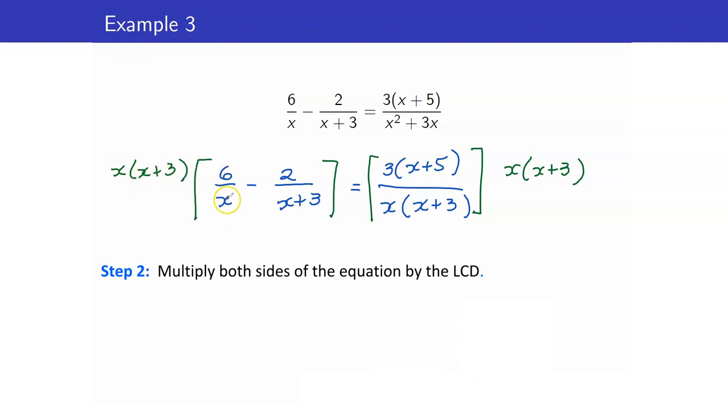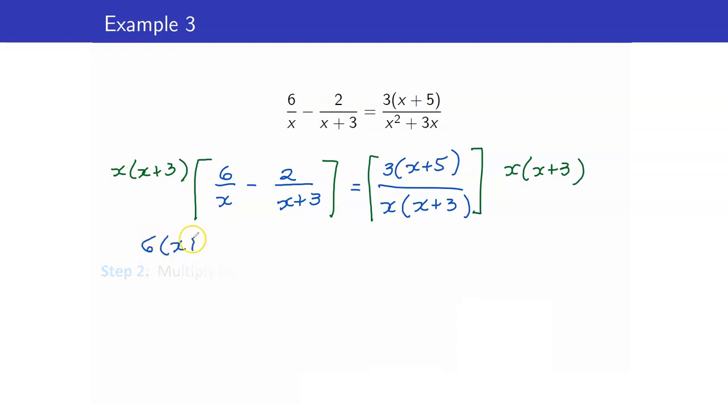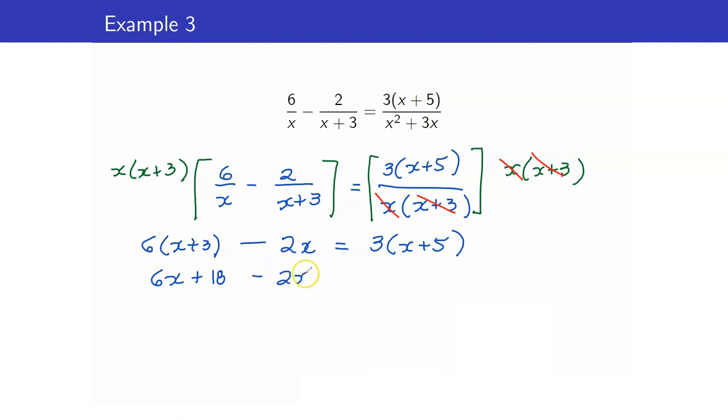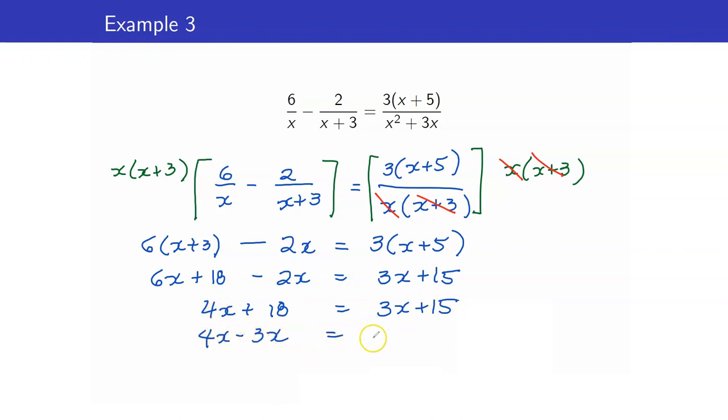Multiplying this with 6 over x, x gets canceled out, so we're left with 6 times x plus 3 minus this times this, x plus 3 gets canceled out, so we're left with 2x. Here, there's only one term, so I can do this. Cancel, cancel. We're left with 3 times x plus 5. This is just another linear equation, so I will distribute. We have here 4x plus 18, 3x plus 15 on this side. So we'll put all the x on this side. We get that x is negative 3.